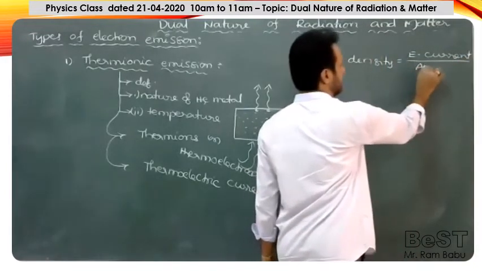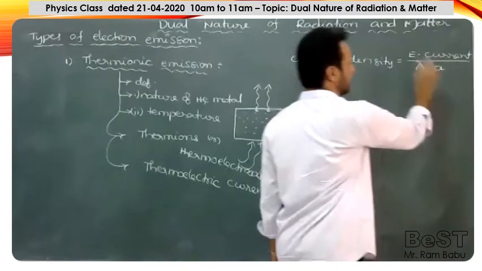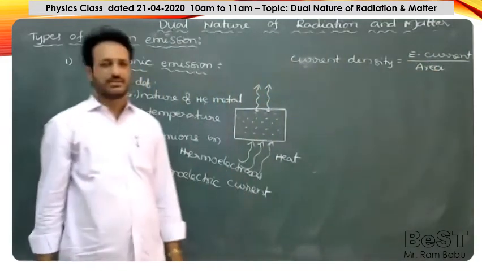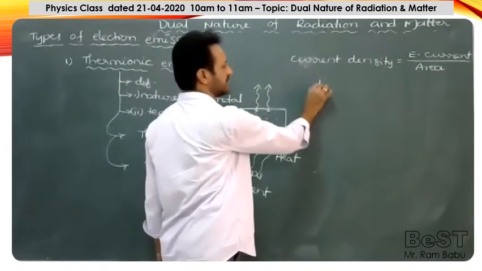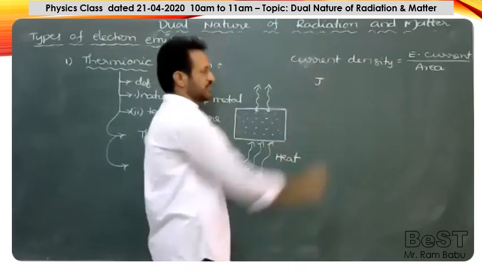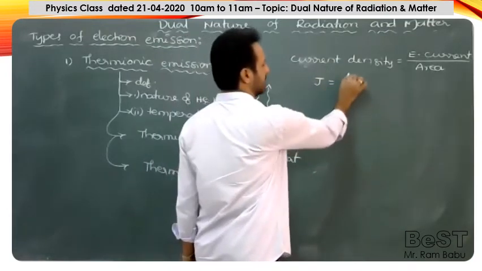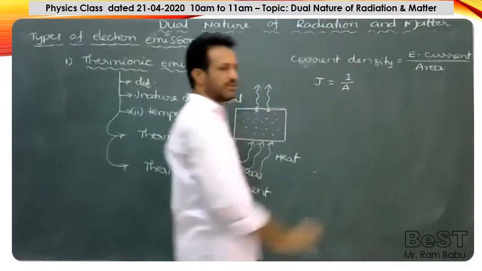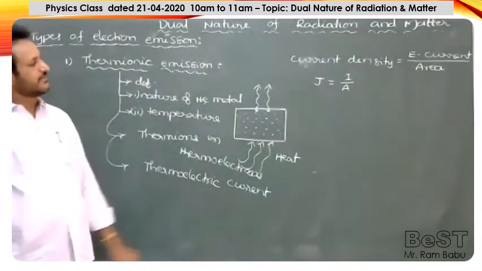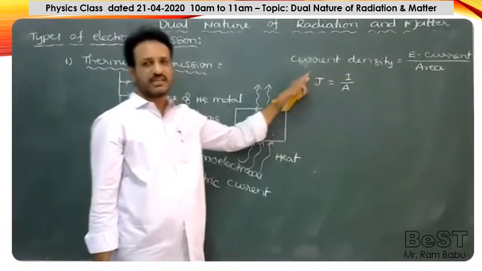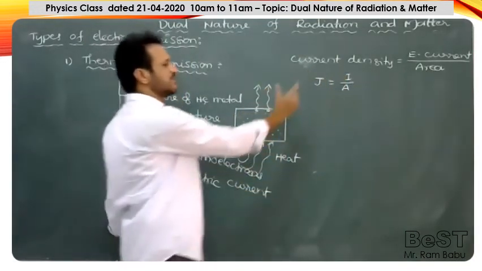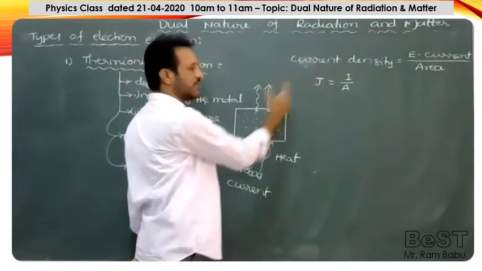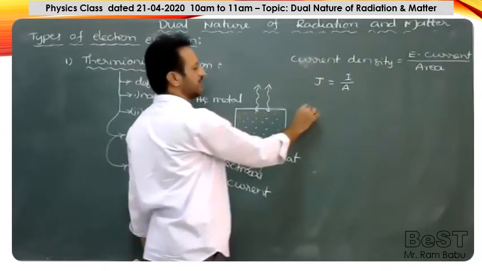So current density, we can use the symbol J. So J is equal to the electric current, symbol I, divided by the area A. That is the current required per unit area, equal to current density. So current density and temperature have a relation given by the following.